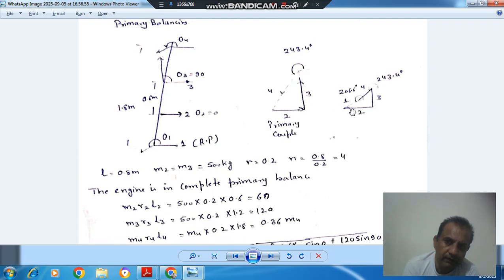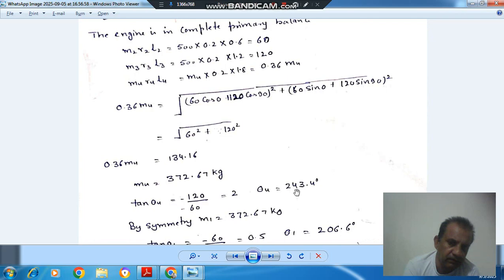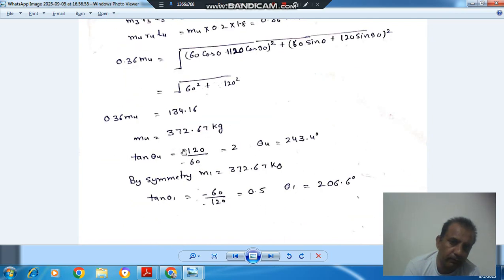Or the other way, when we have found out this M4, we can draw the force diagram also. This will be 2, this is 3, this is your 4, and this is 1. We can measure this angle. So either of the methods can be selected. From both methods, M4 will be 372.67 and M1 will also be 372.67, theta 4 will be 243.4 degrees, and theta 1 is 206.6 degrees. So these are the values of masses and their relative positions.